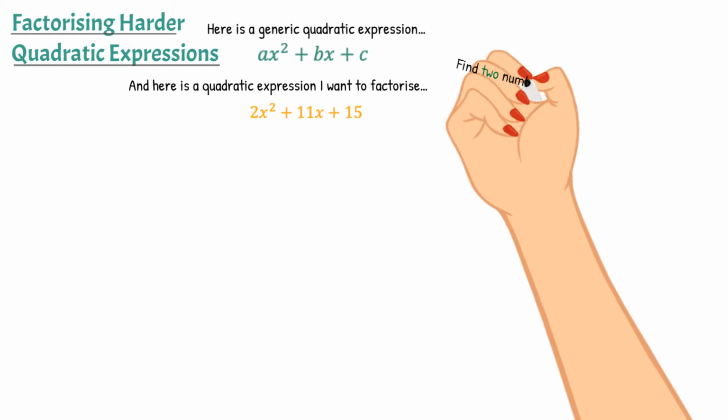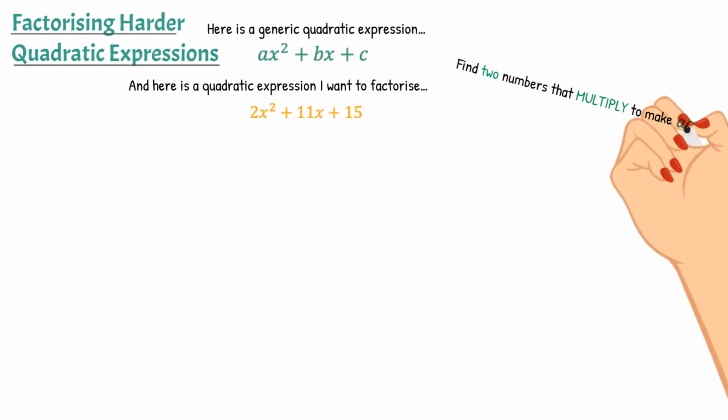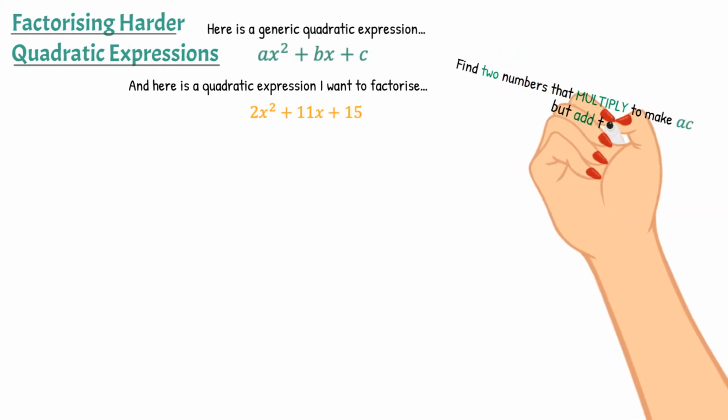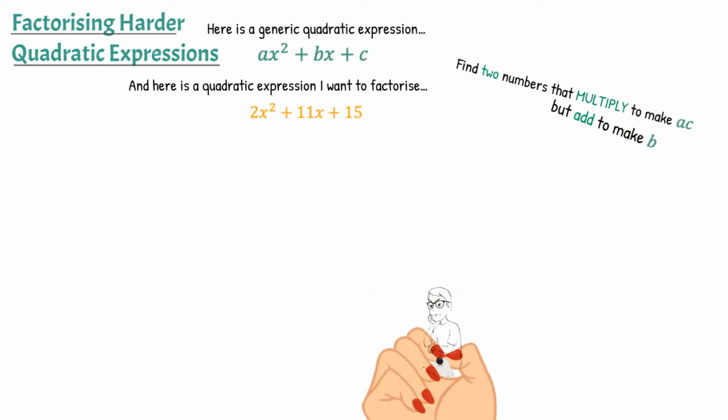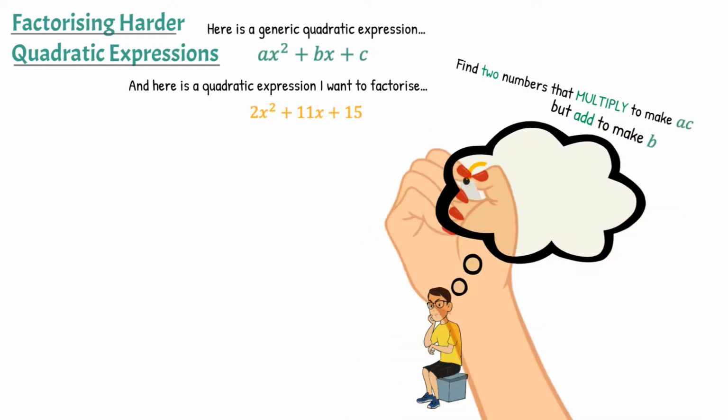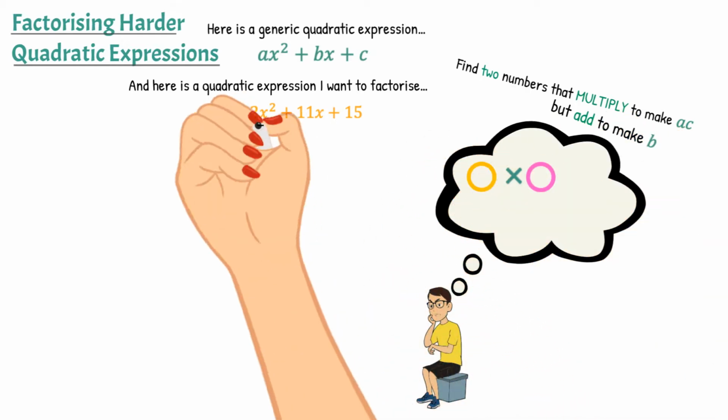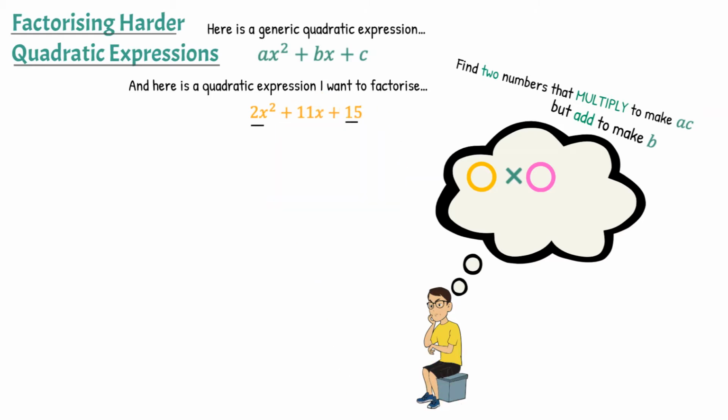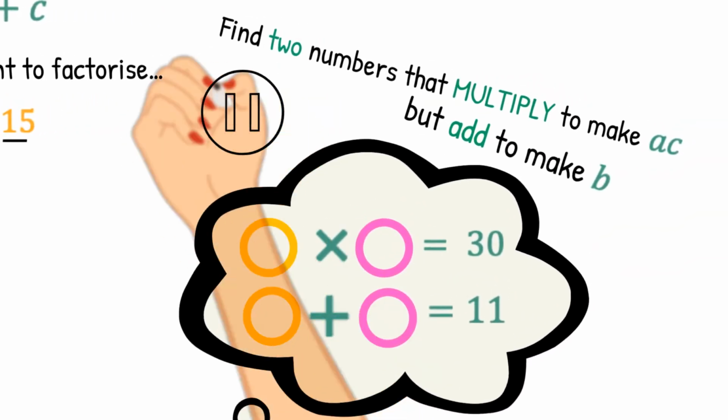And now we do something very similar to what we did with simple quadratics. We find two numbers that multiply to make AC this time, but add to make B. So the problem looks like this. Two numbers times together to make AC, in this case 2 times 15, which gives us 30. And they need to add together still to make that coefficient of x, which is 11. Pause the video now to find my two numbers.